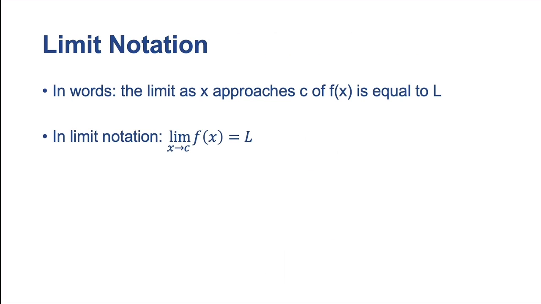Alright, now let's take a peek at some limit notation. In words, we say that the limit as x approaches c of f of x is equal to L. But in limit notation, we can write the limit as x approaches c of f of x is equal to L. So we put this LIM, then we put our variable arrow to our constant x value, and then our function is equal to our limit.